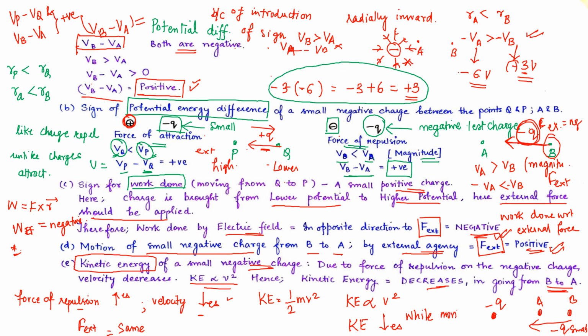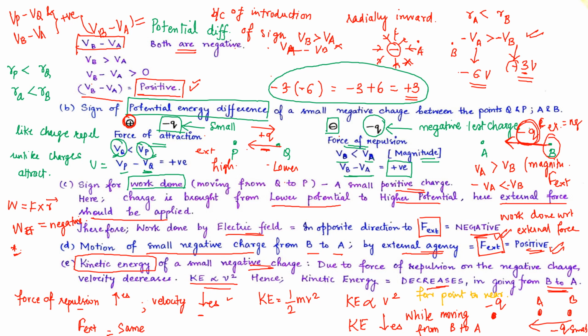while moving from B to A, or we can say from far point to near point. From far point to near point. So these are the 5 subsets of question number 3 which we have done.